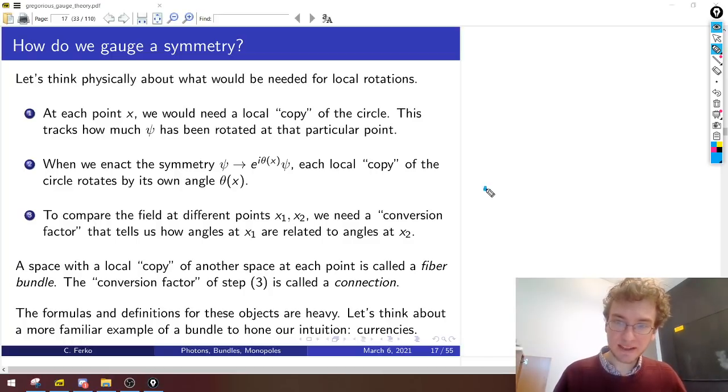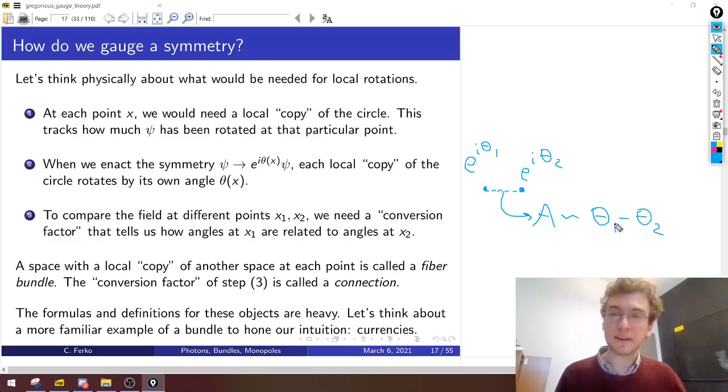That's right, yeah. So you're saying, there's a point here and a point here, and if I connect these points by a link, all I need to do is say, okay, if this one was rotated by theta 1, and this one was rotated by theta 2, then this little connection on the link, which I'll call A, really just needs to know about the difference theta 1 minus theta 2 to compare them. Yes, that's right.